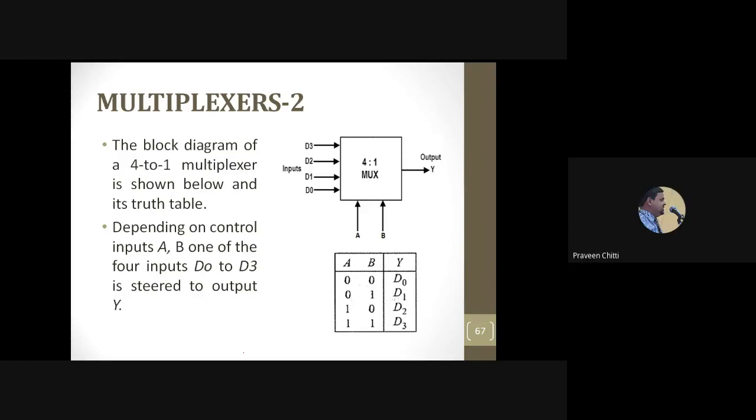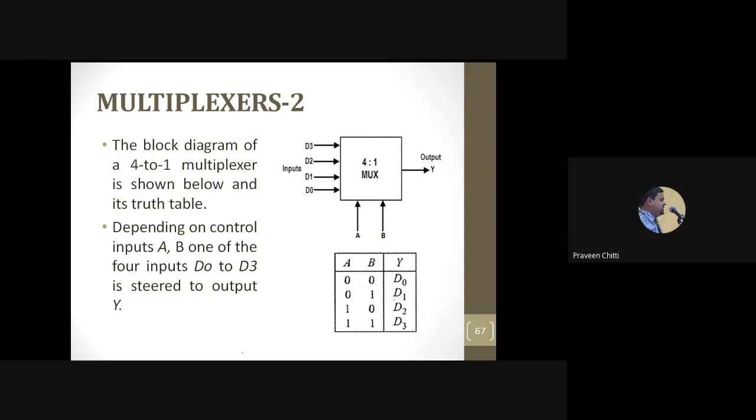What exactly does a 4:1 mux consist of? It consists of 4 inputs, 2 select lines, and a single output. Here the inputs are denoted by what? The 4 data inputs are D0, D1, D2, D3. And the select lines are A and B, and the output is Y.